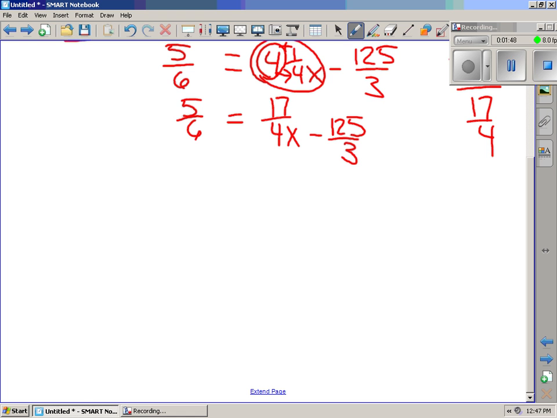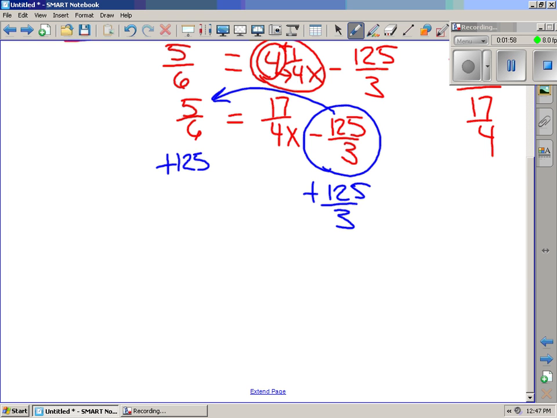What we're going to do now is move this constant term to the left side using inverse operations. And when you add fractions, they need to have the same denominator. On the right side, negative 125 divided by 3 plus 125 divided by 3 is equal to 0. So we're left with 17/4 x.